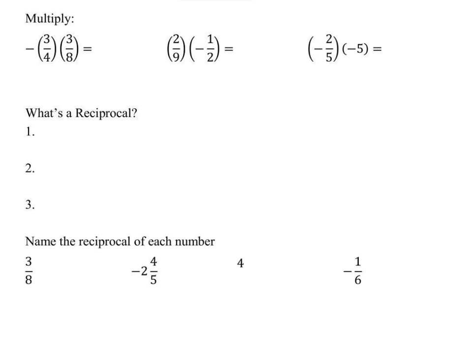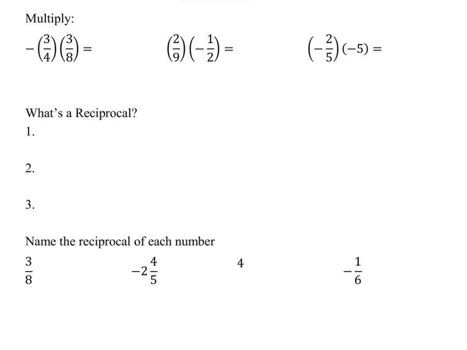All right, if we are multiplying two numbers together and they have the same sign, what happens? You get a positive result. If you have two numbers and you multiply them together and they have opposite signs, what happens? You get a negative result, okay?